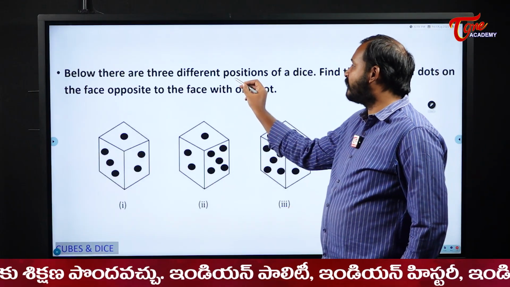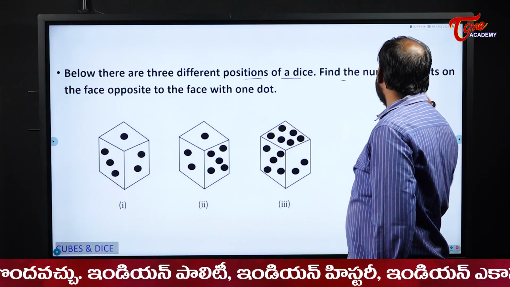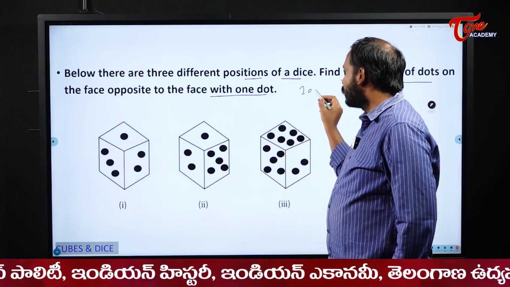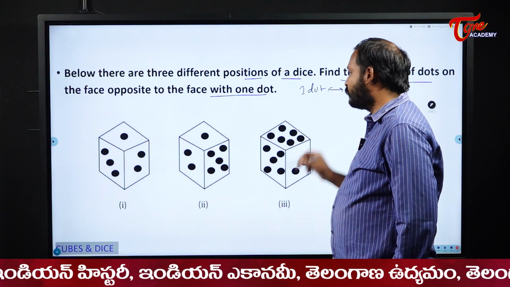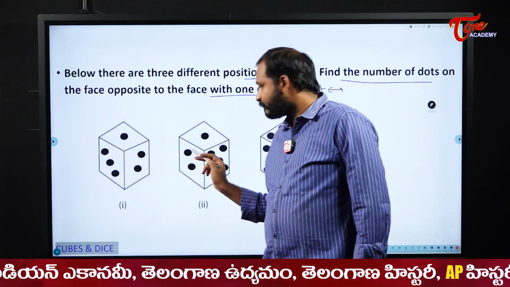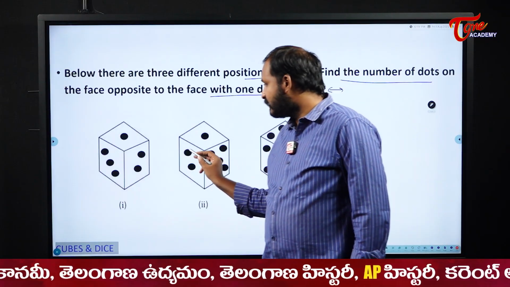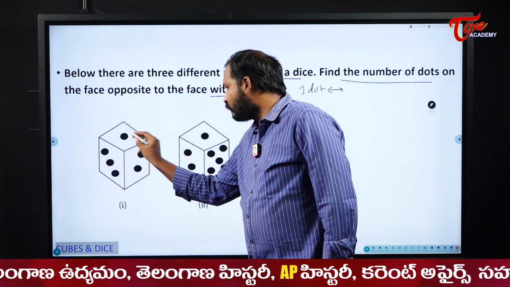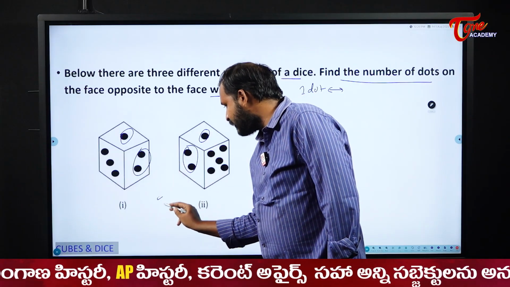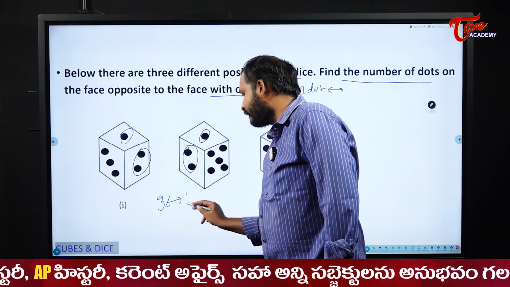Below are the 3 different positions of a dice. Find the number of dots on the face opposite to the face with 1 dot. I need to tell which face will be opposite to 1 dot. It is up to you students. Now see these 2 figures. I can say that 1 dot and 2 dots are common, right? That means from these 2, I can say that 3 is opposite to 5.